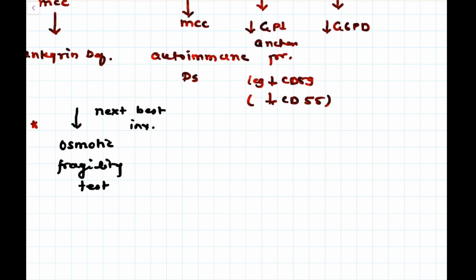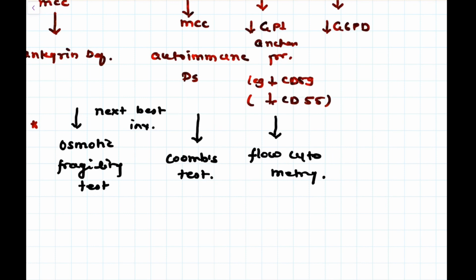This is the next best investigation. But in the case of AIHA, autoimmune disease, we can do Coombs test. Direct Coombs test is going to be the best in this situation. In the case of PNH, our best investigation is flow cytometry. Although HAM test is the screening test, we don't do it that commonly because it's very non-specific. We go for flow cytometry of CD59 and CD55.